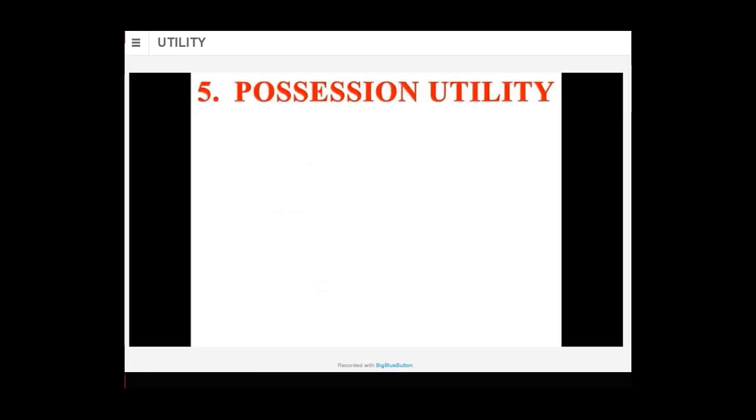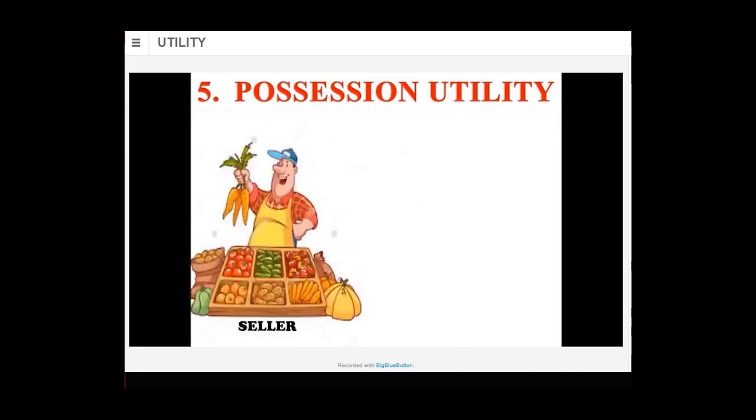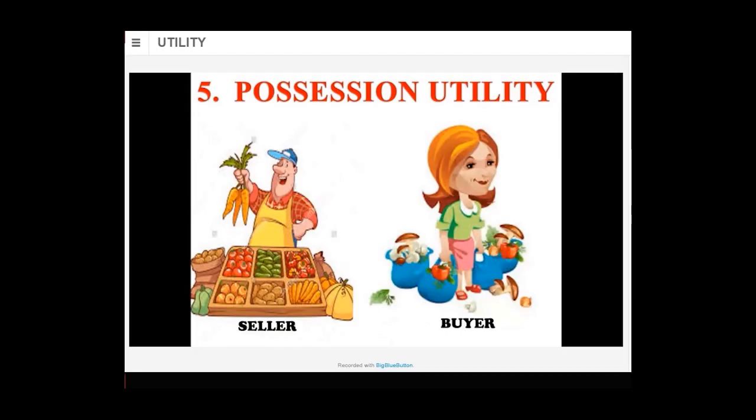The next one we have is possession utility. Utility created by transfer of ownership from one person to another. जैसे seller sells the goods to the buyer, तो buyer को उन goods का जो utility रहेगा, that would be called as possession utility.